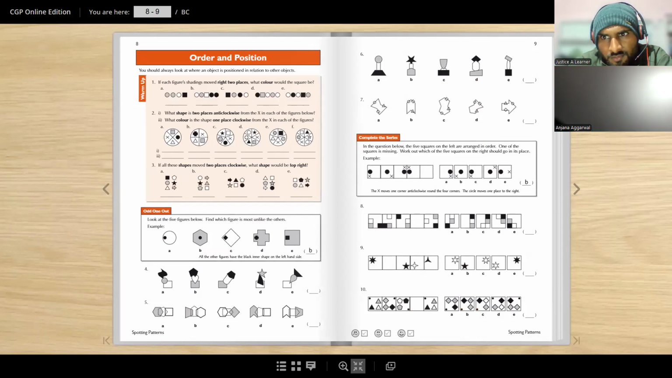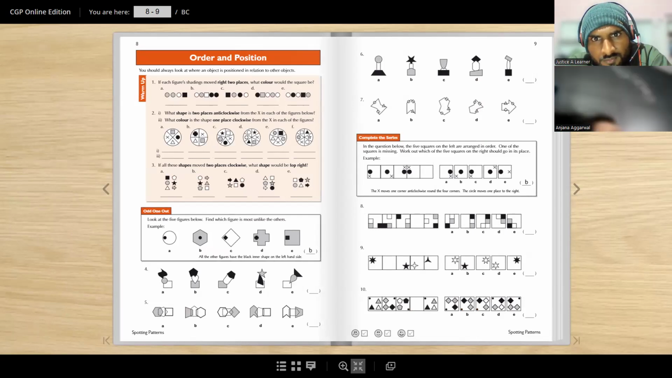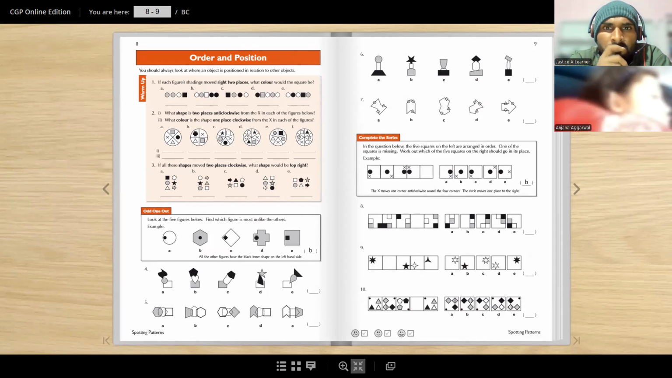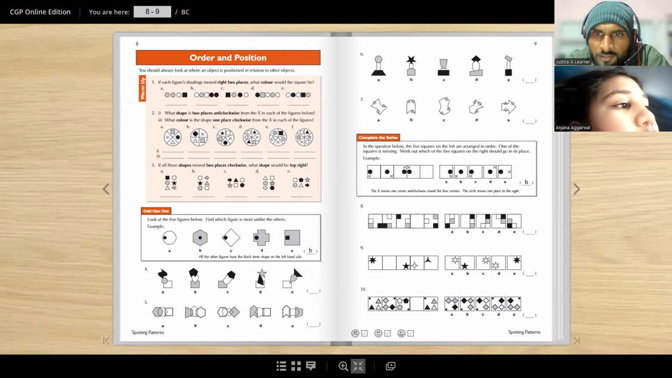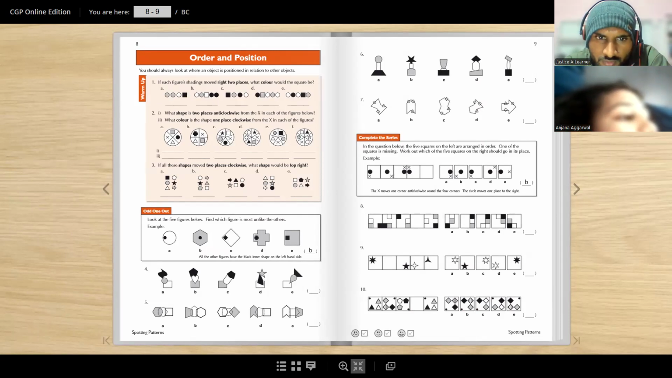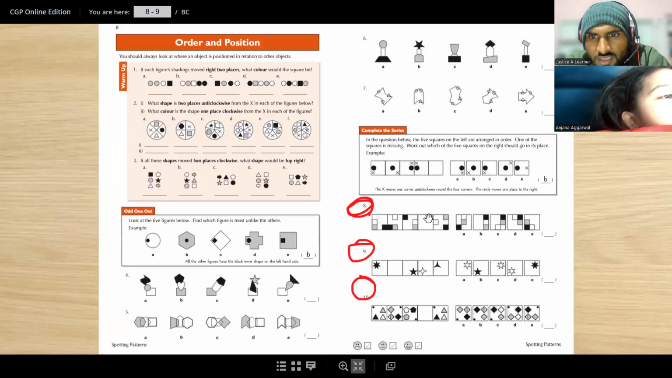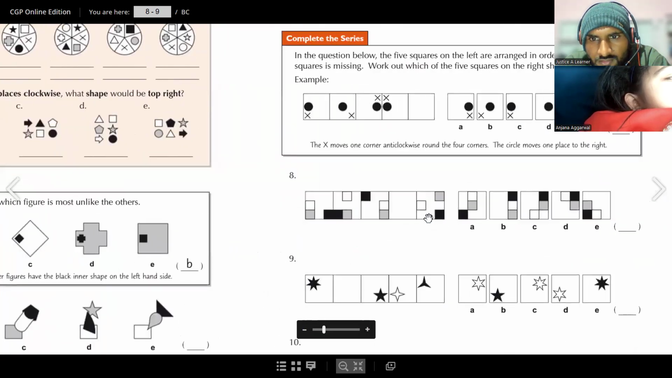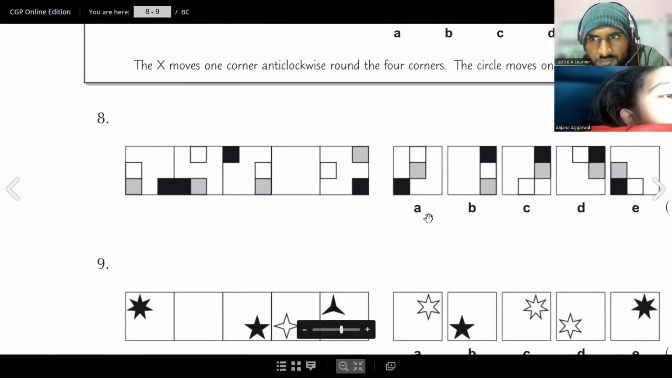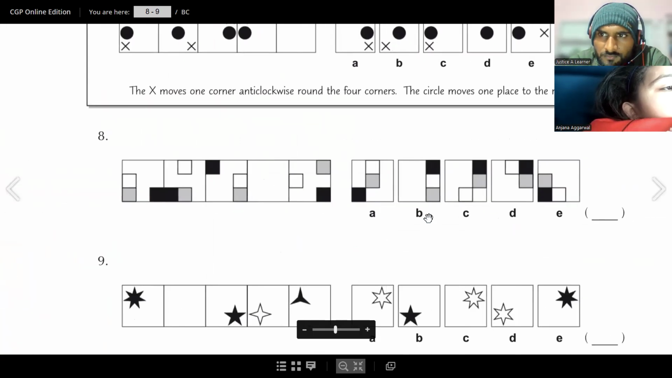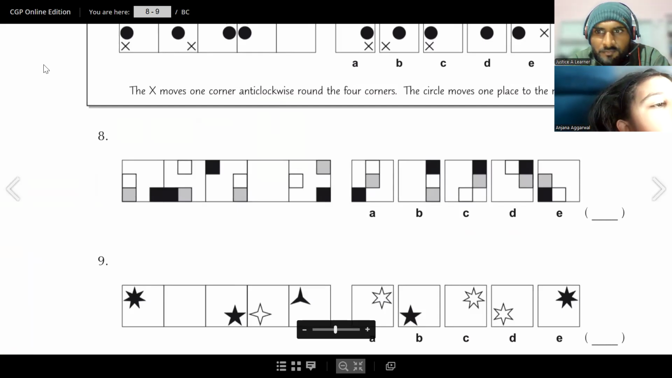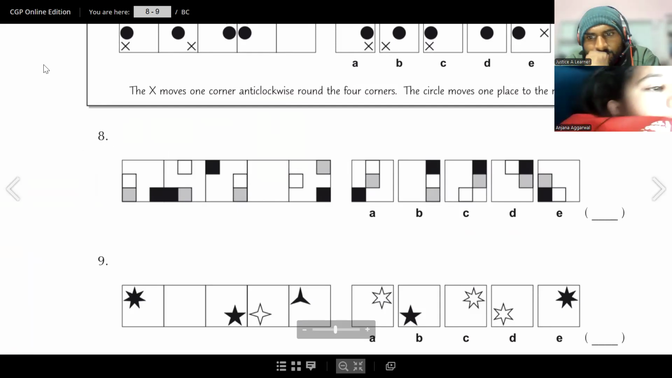In this, the only one that I didn't understand was question number 8. Yeah. Let us zoom in. Look at the five figures below. Find which figure is most unlike others. We need to say unlike, which is not similar. All right. Question number 8. That's the other question.